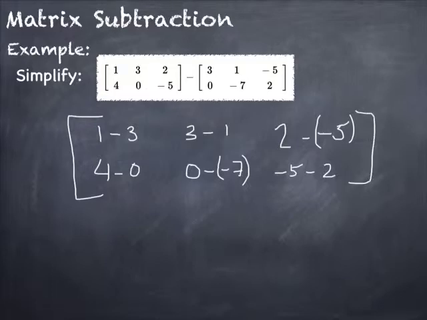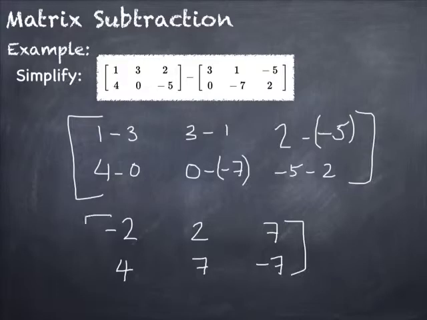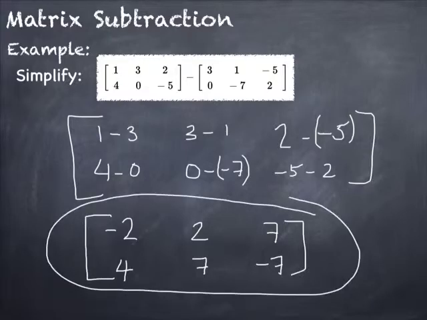And that gives us 1 minus 3 is negative 2, 3 minus 1 is 2, 2 minus negative 5 is positive 7, 4 minus 0 is 4, 0 minus negative 7 is 7, and negative 5 minus 2 is negative 7. There's our difference matrix. There's the matrix where I've subtracted each of the terms.